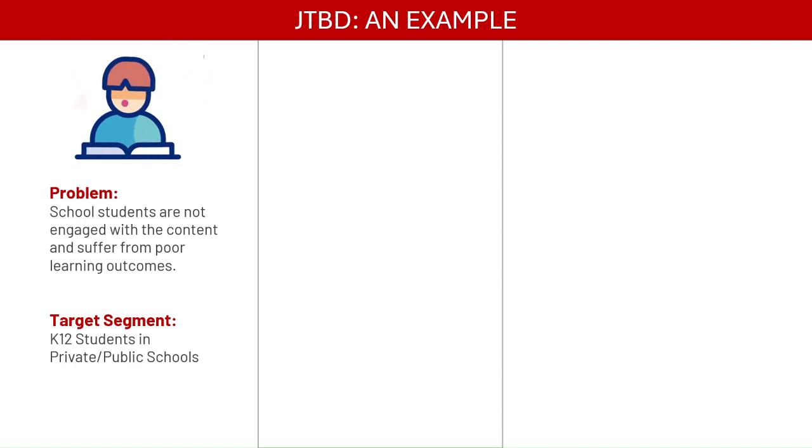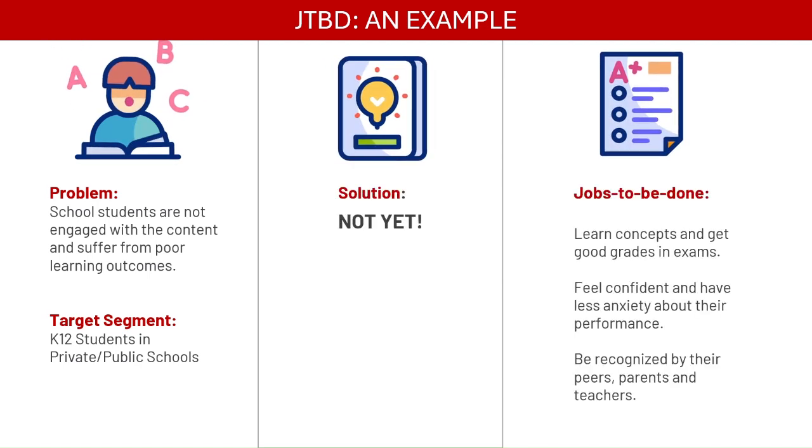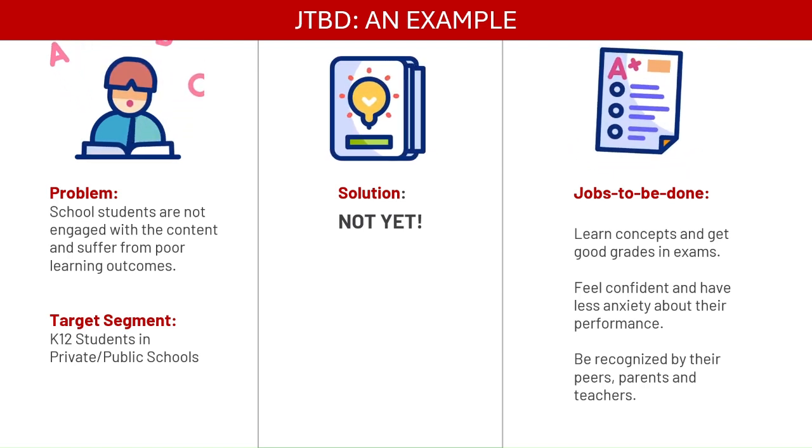So let us examine some examples, right? One is school students are not engaged with the content or suffer from poor learning outcomes. This is our problem. Generally it occurs in K12 students in private or public schools. The solution is very simple, not yet, right? So the jobs to be done is to learn concepts and get good grades in exams. This is what we expect.